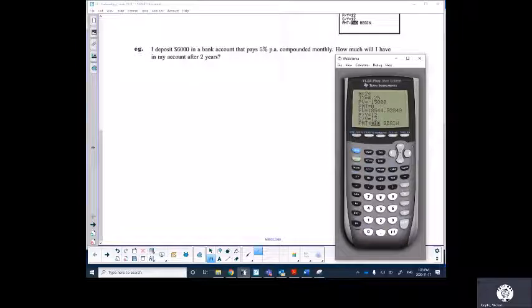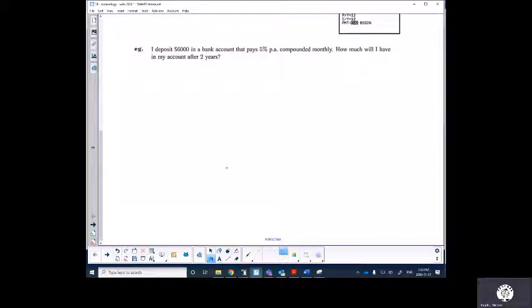The interest rate per year is 5%. The initial investment is $6,000. Of course, it's negative because it's money out of our pocket. We're not going to worry about the payment. We'll get to the future value, and we will press alpha, enter, and that gives us $6,629.65.